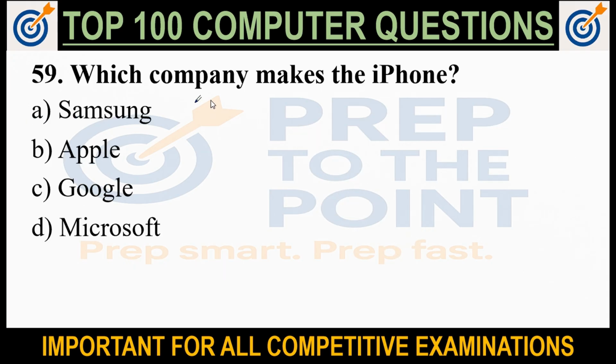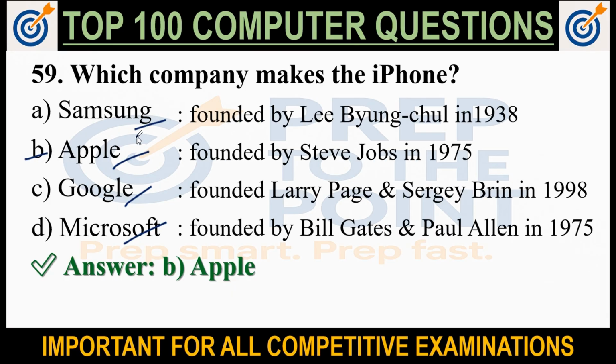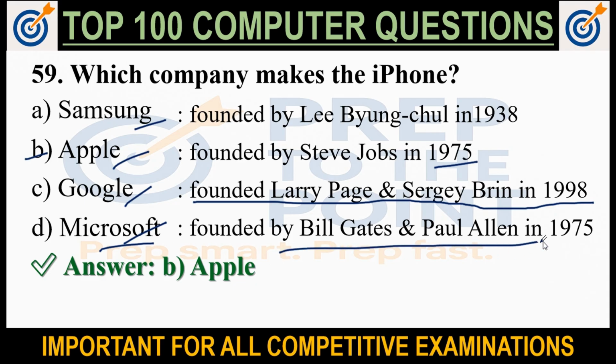Which company makes the iPhone? Samsung, Apple, Google or Microsoft? The right answer is B, Apple. Samsung was founded by Lee Byung-chul in 1938. Apple was founded by Steve Jobs in 1975. Google was founded by Larry Page and Sergey Brin in 1998. And Microsoft was founded by Bill Gates and Paul Allen in 1975.